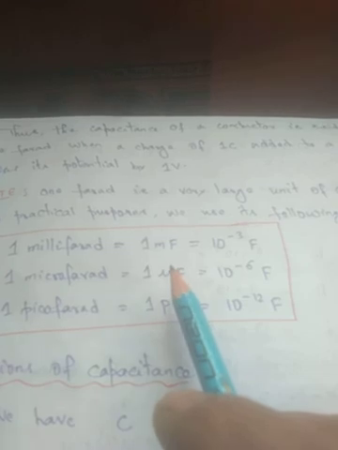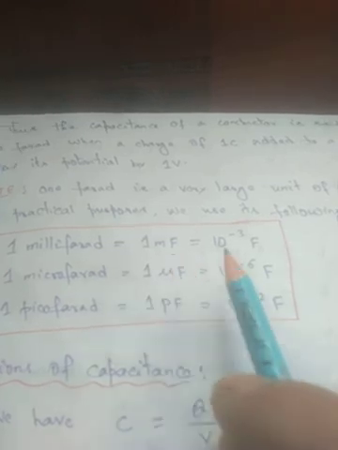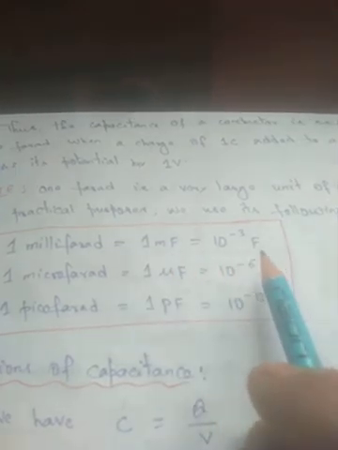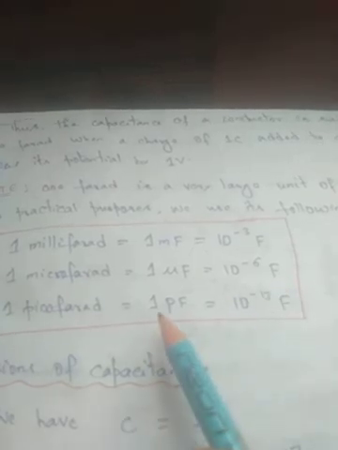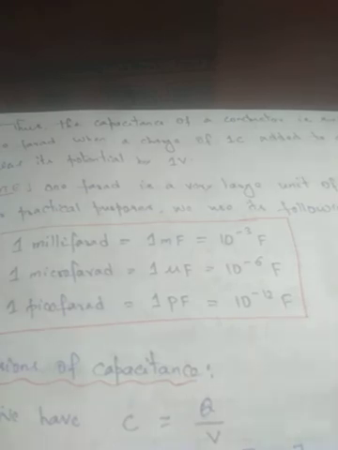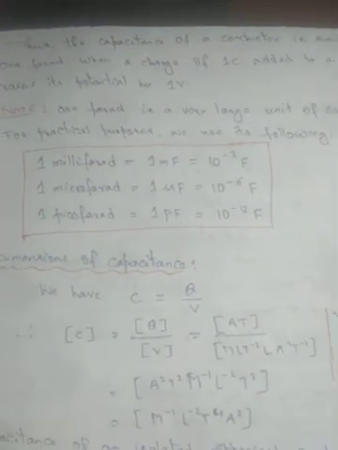1 millifarad, written as 1 mF, equals 10 to the power minus 3 farad. 1 microfarad, written as 1 μF, equals 10 to the power minus 6 farad. And 1 picofarad, written as 1 pF, equals 10 to the power minus 12 farad. So these are the smaller units of electric capacitance.